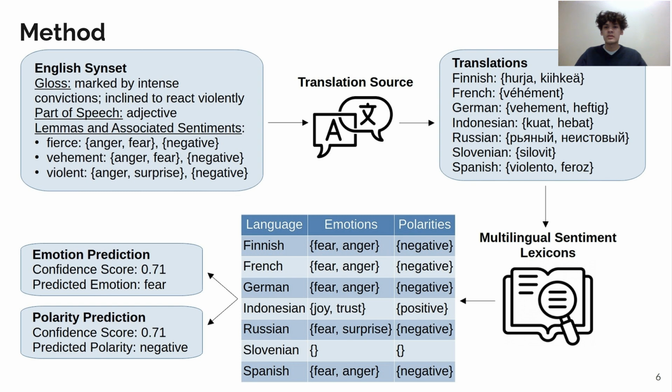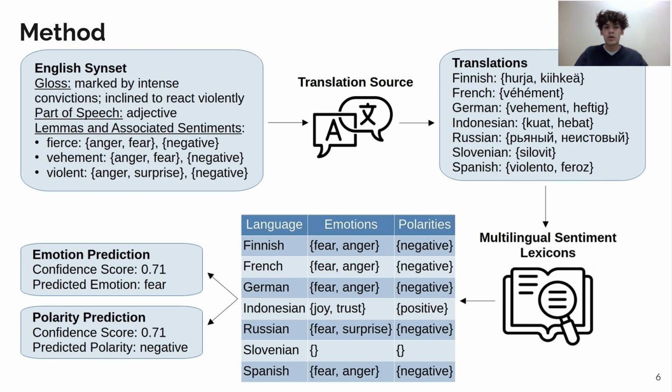So we pass the synset through a translation source and get the multilingual lemmas that belong to the synset in a variety of different languages. In this example, we look at 7 different languages, but our actual method makes use of 20 different languages. We then look up each of these lemmas in a multilingual sentiment lexicon to create this table down at the bottom, which contains the emotions and polarities of the multilingual lemmas in all these different languages.